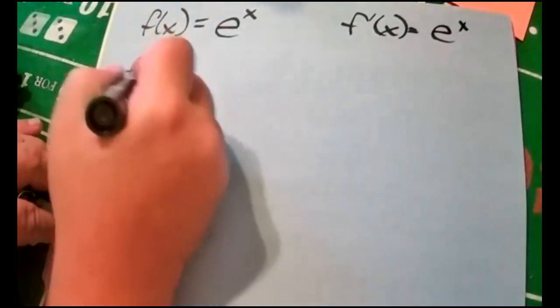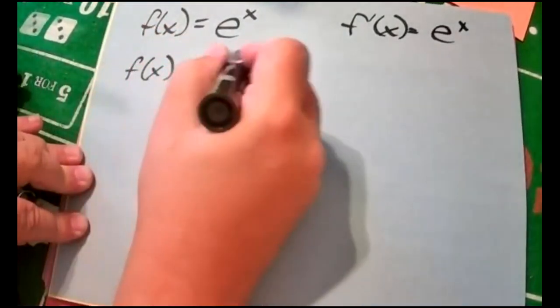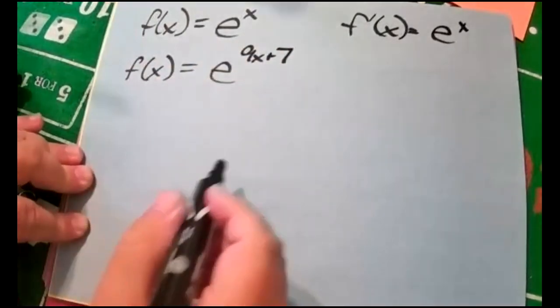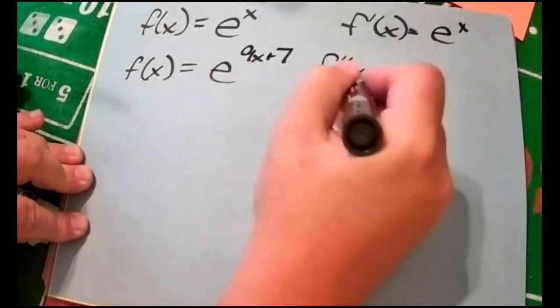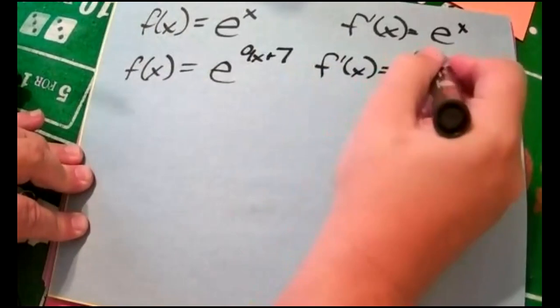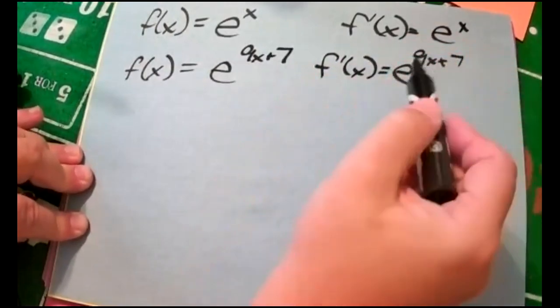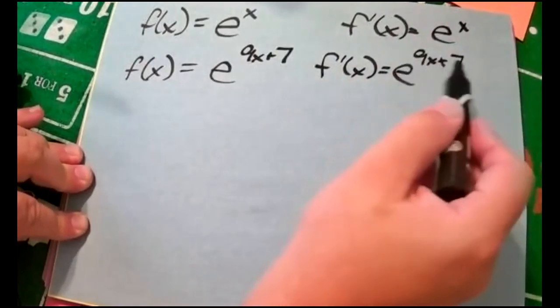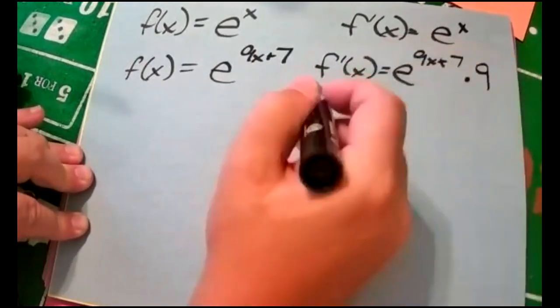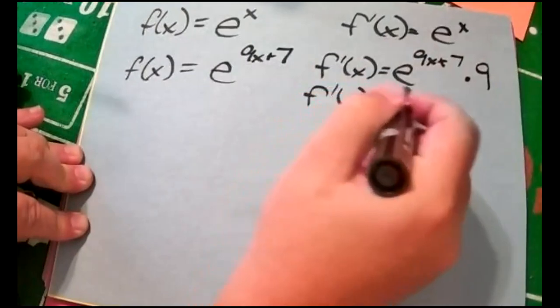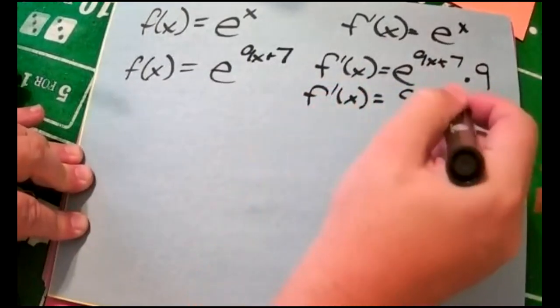If f of x is something other than e to the x, like e to the 9x plus 7, then what you do is you say the derivative is just what I'm looking at, e to the 9x plus 7. But don't forget to take the derivative of what's inside, which is 9x plus 7. The derivative of that is 9, making your final derivative 9e to the 9x plus 7.